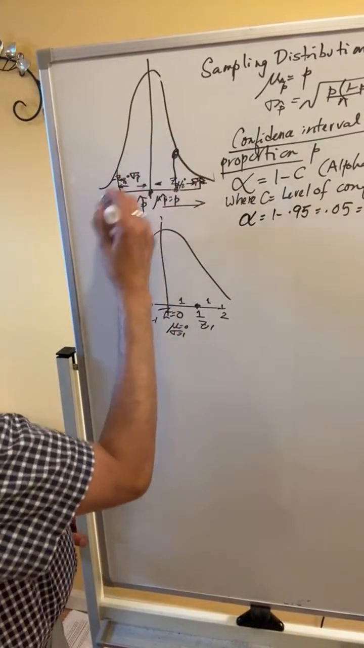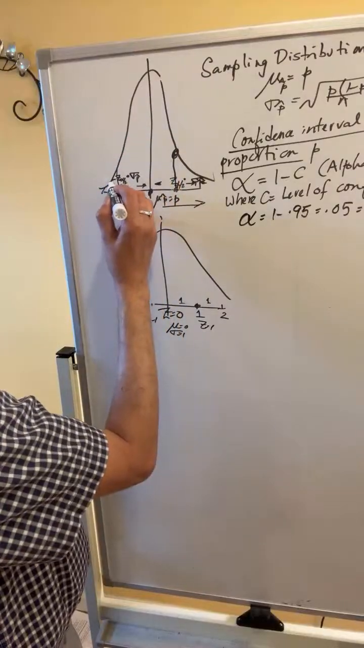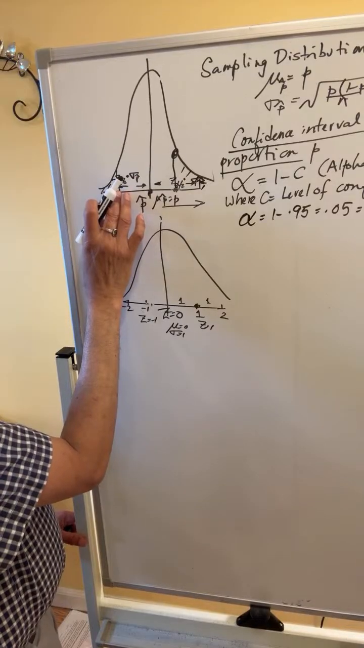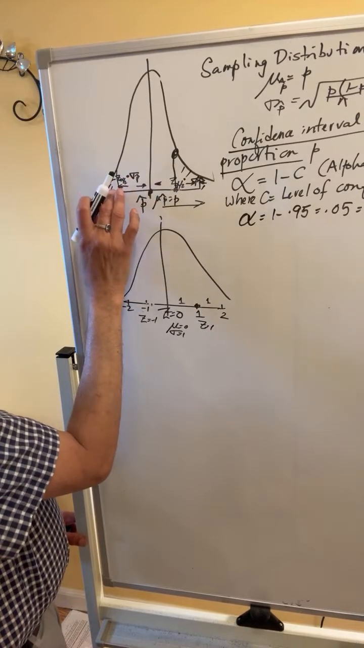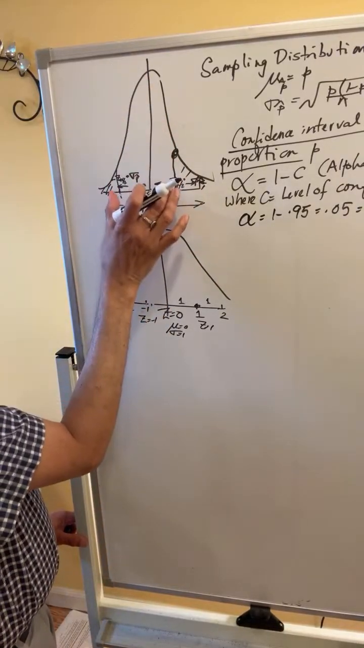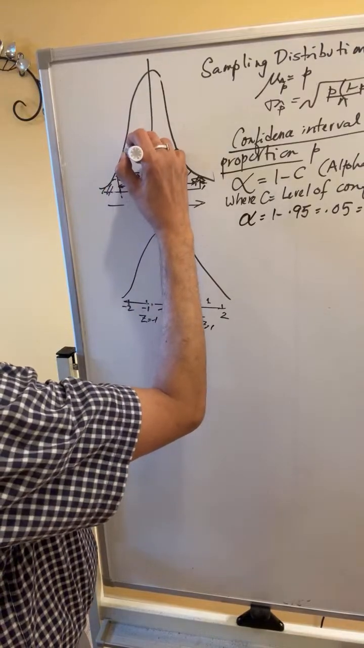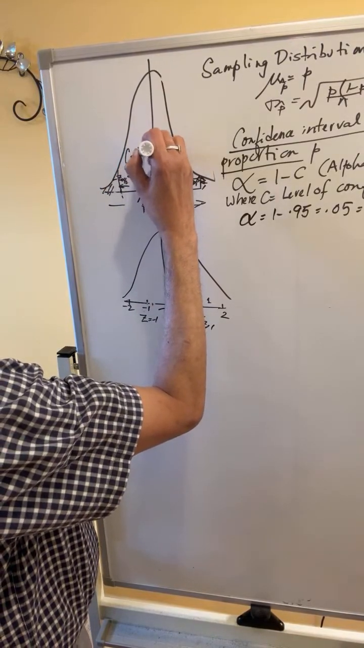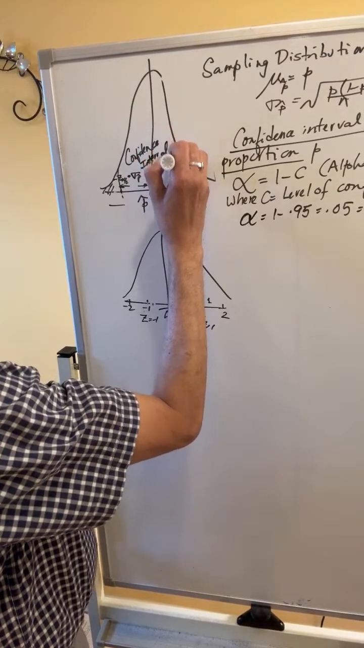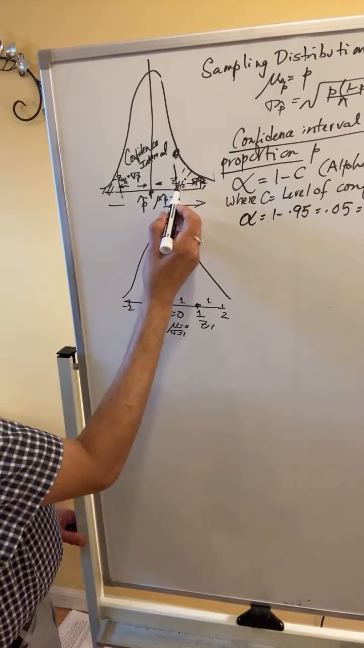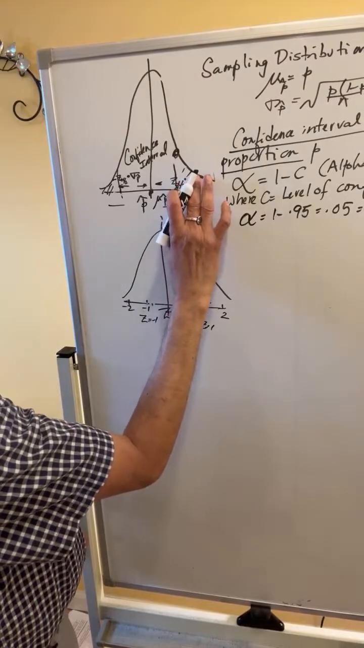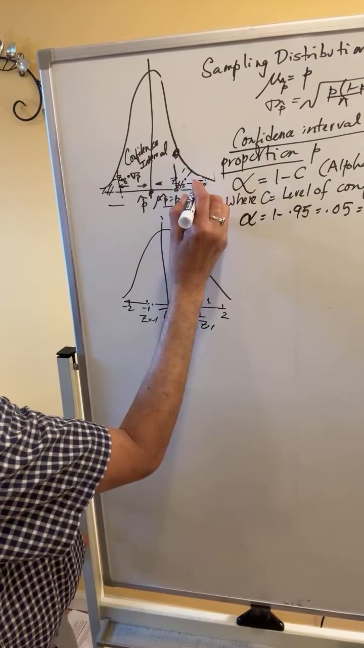So this entire area is in the center, at a distance of z alpha by 2 times sigma p hat, negative on this side, positive on this side. This is where most probably the population proportion falls. This is my confidence interval, the center area. Again, the boundary on the right is z alpha by 2 multiplied by the standard deviation of this curve, which is sigma p hat.